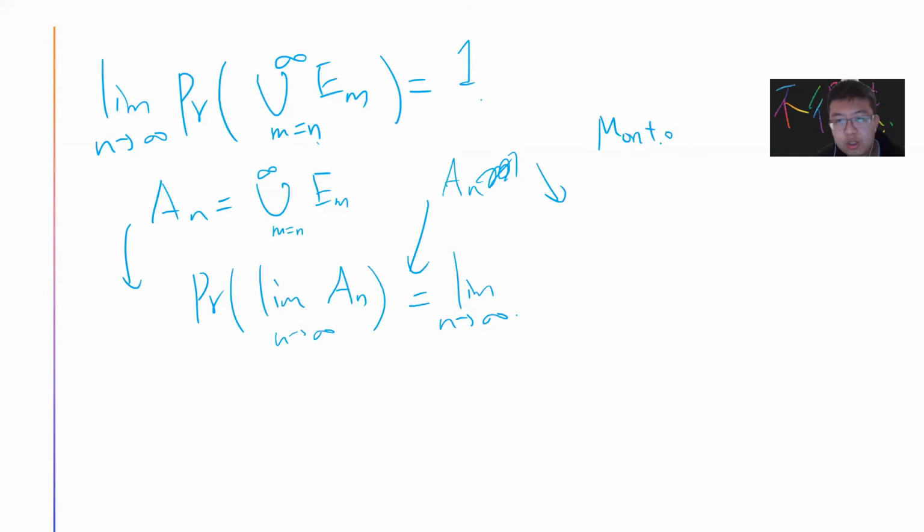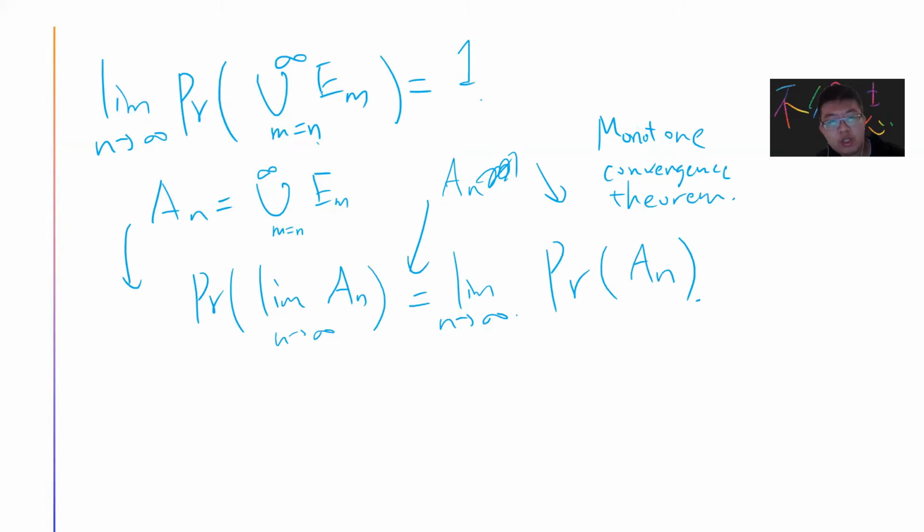Using your lovely real analysis, or you can check my real analysis video, the monotone convergence theorem, you can take out the limit. So you prove that the probability of An is 1, right? So this guy is 1.